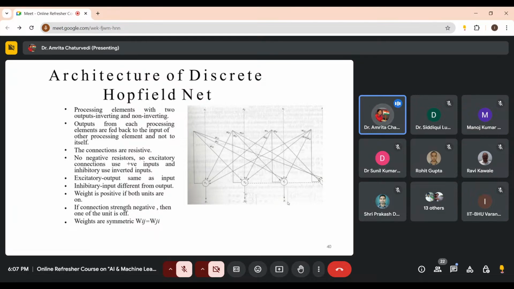The connections are resistive, so no negative resistors. Excitatory connections use positive inputs and inhibitory connections use inverted inputs. Excitatory output is the same as the input. Inhibitory output is different from the input. The weight is positive if both the units are on. If connection strength is negative, then one of the units is off, and the weights are always kept symmetric.